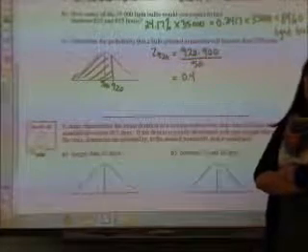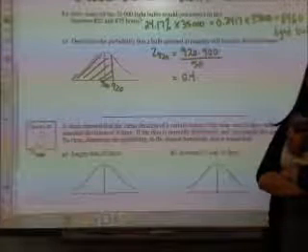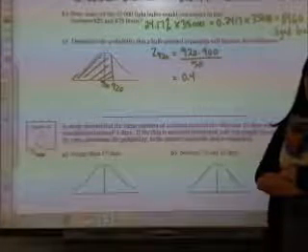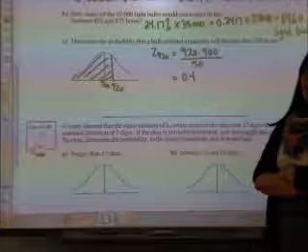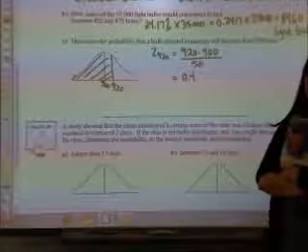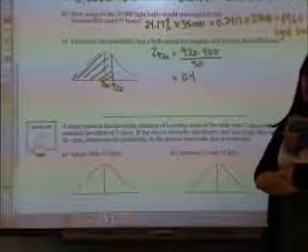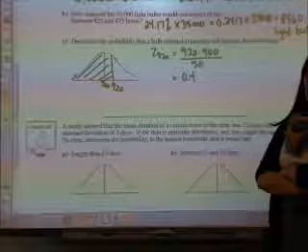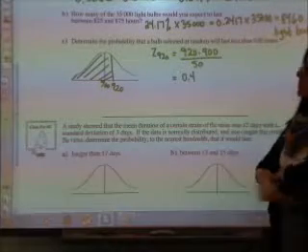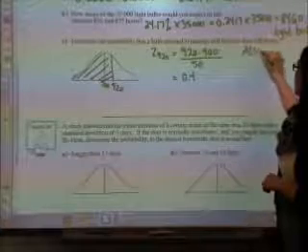Now what do I do with that z-score? Do I need to subtract it from the other z-score? What other z-score do I have? If you found the z-score for the 900, from the 900 or the 920? So if I look on my z-score table for 0.4, what is that going to give me? 0.6554.